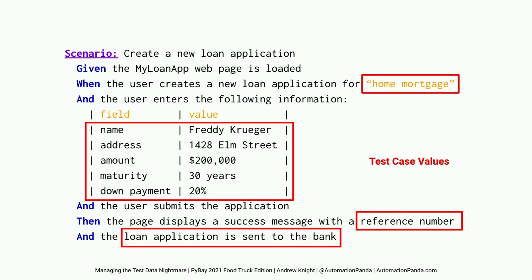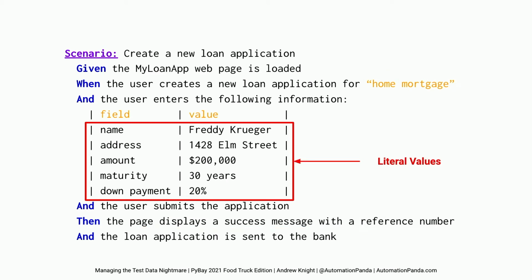The remaining pieces of test case data all fall into a category called test case values. These values pertain directly to the behavior exercised by the test, not to any configuration factor. Even in this classification, there are subtypes. The first kind of test case value is a literal value.